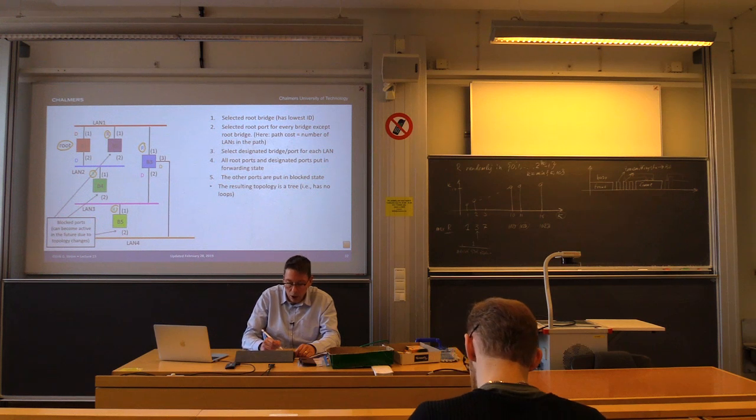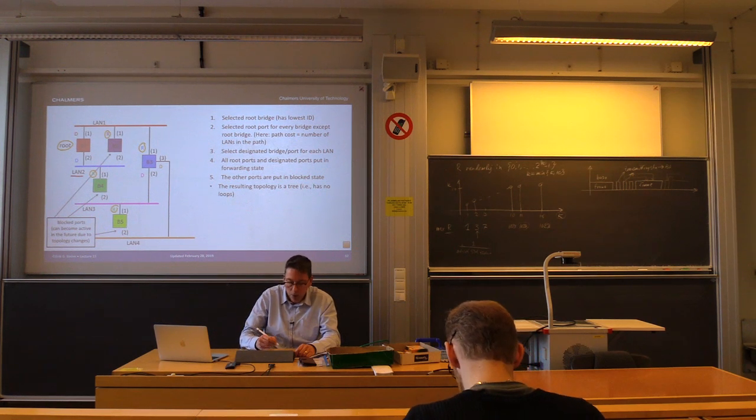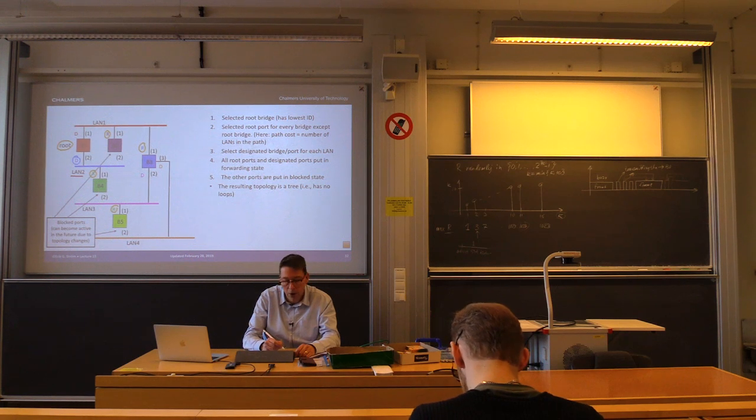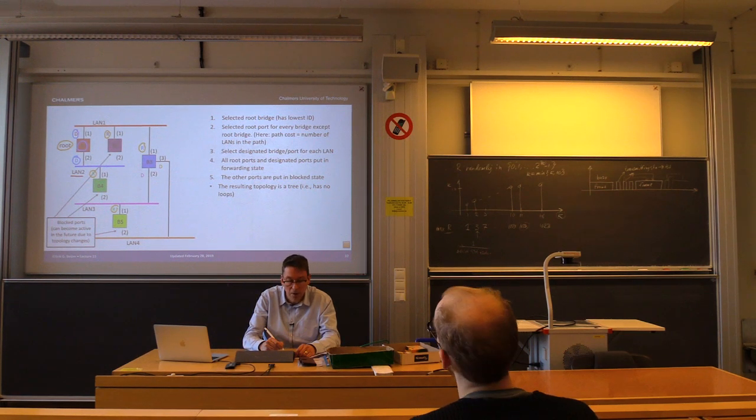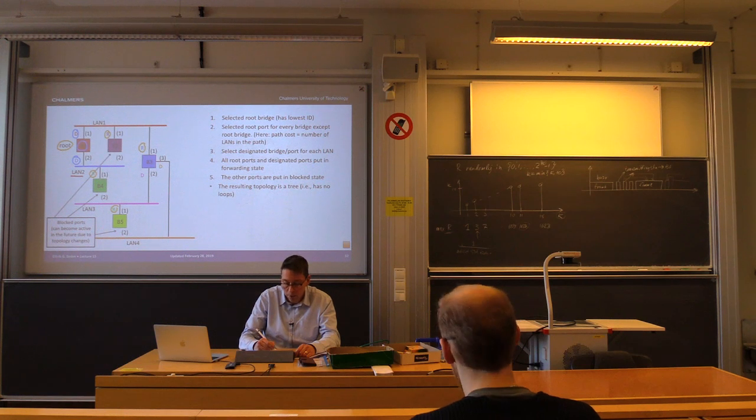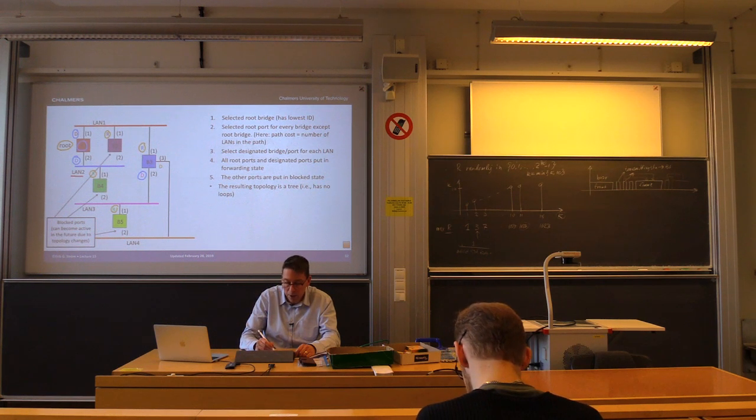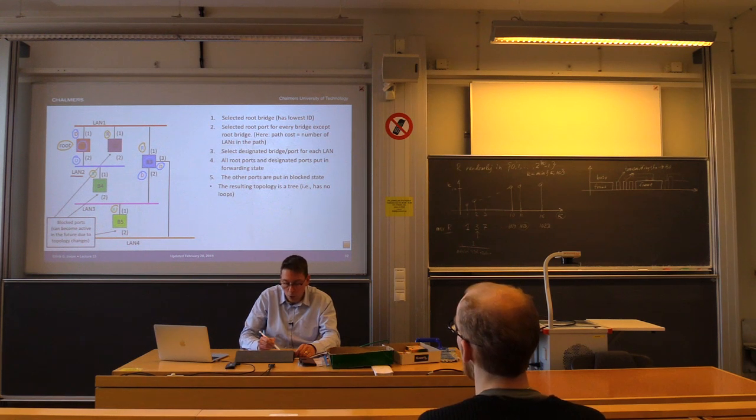And then for each LAN, for LAN number 2, we have selected the designated port and therefore also the designated bridge for LAN 2. For LAN 1, this is the designated port and this is the designated bridge. For LAN 3, this is the designated port and this is the designated bridge. And for LAN 4, this is the designated port and B3 is the designated bridge. And all ports which are not root or designated are disabled. And then we have a loop-free topology here.